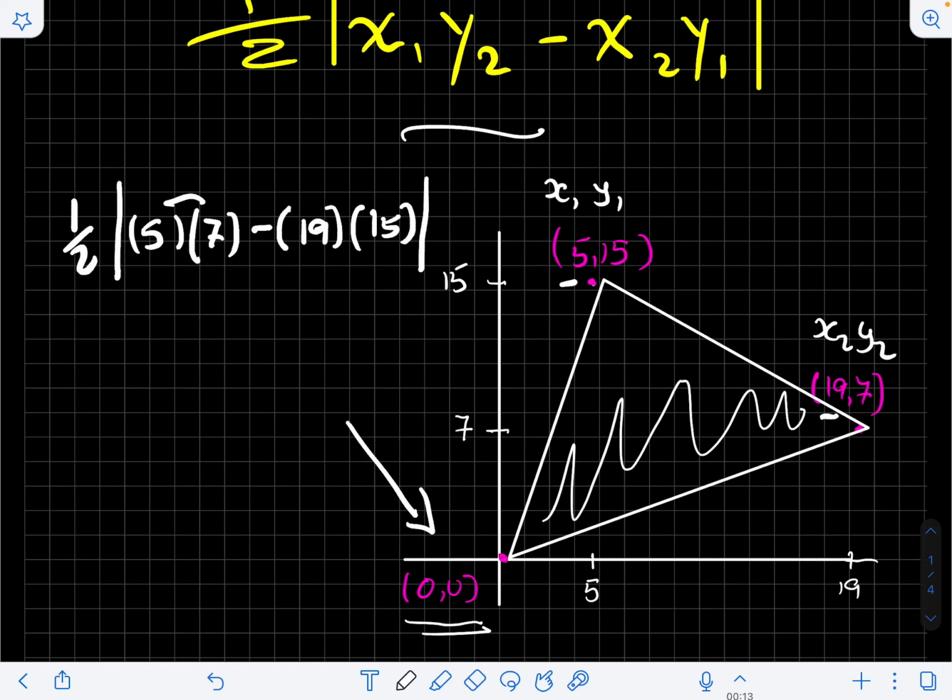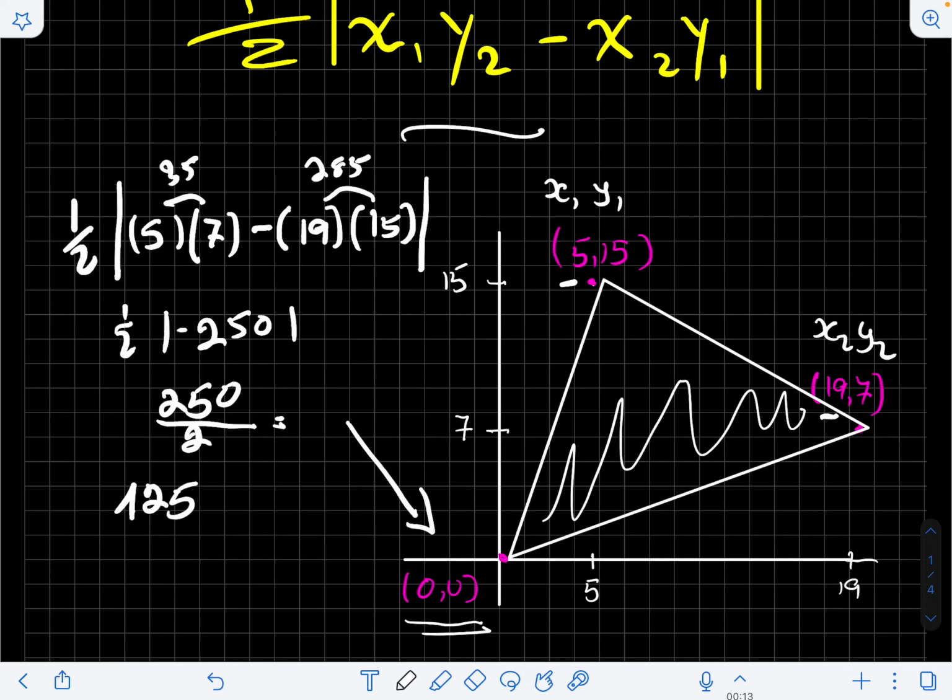So 5 times 7 is 35. 19 times 15 is 285. 35 take 285 gives us negative 250. Now remember, absolute value means whatever the result is, we only look at the positive value. So instead of minus 250, we know that that is actually 250, and we still have to multiply it by half. So we get 125 units squared, because this is an area, so the units are units squared.